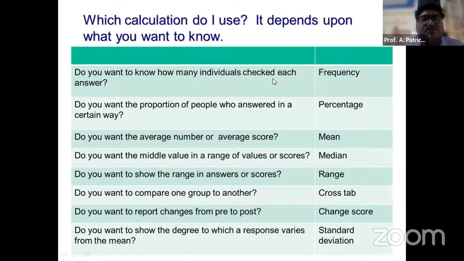You want to know how many individuals checked an answer. See, I'll give an internal test. I use a Google form. So when I do a Google form, it tells you out of 40 students or 80 students, how many did correct and how many did wrong. It can do a percentage. It can do a pie chart.